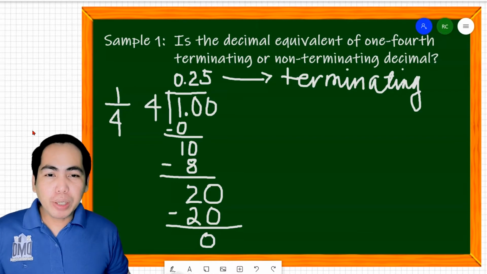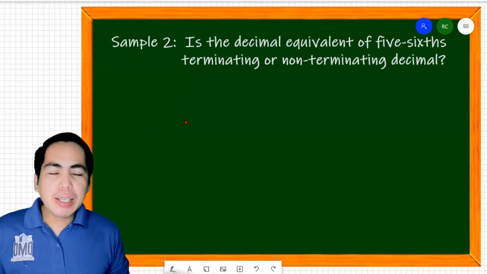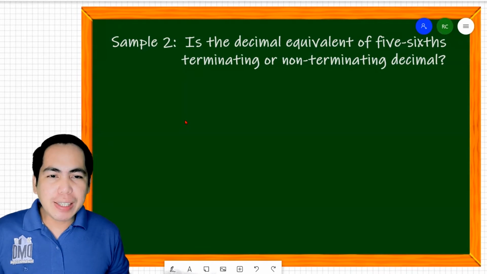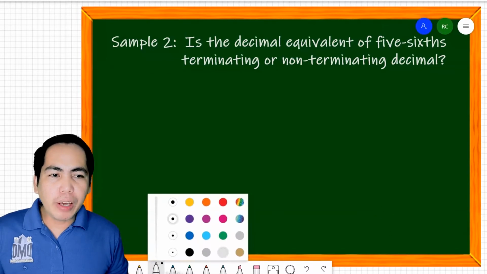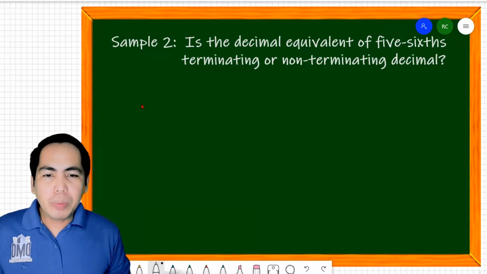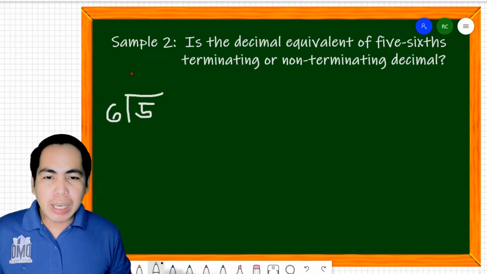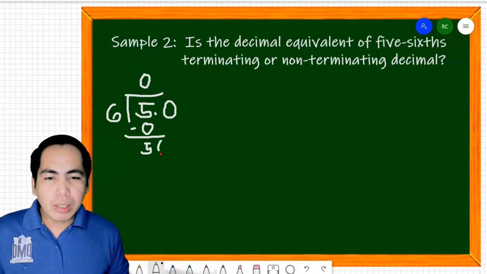So let us have example number 2. Is the decimal equivalent of 5/6 a terminating or non-terminating decimal? First we are going to find the equivalent decimal of 5/6. In order to do that, we have to divide the numerator 5 by the denominator 6. So 5 divided by 6 cannot be, so we put 0 here. 0 times 6 is 0. 5 minus 0 is 5. And then we add a decimal point so that we can add as many zeros as needed. So 0, and then we bring this 0 down.